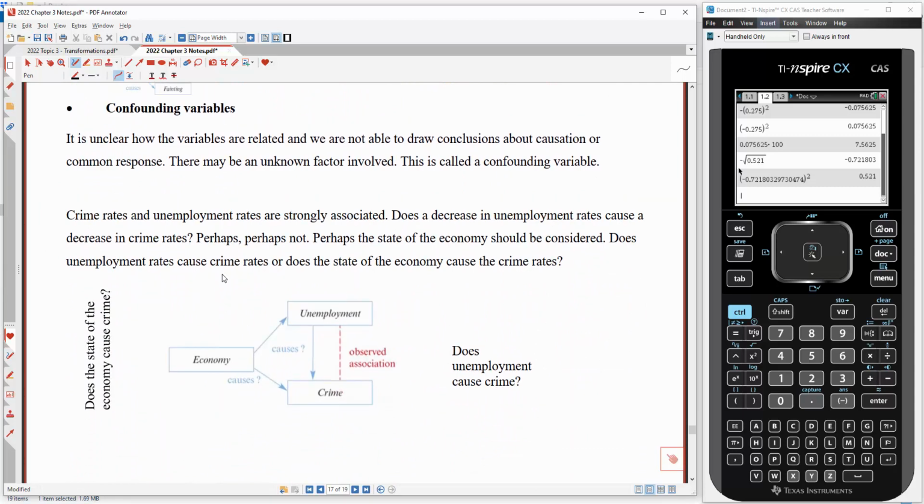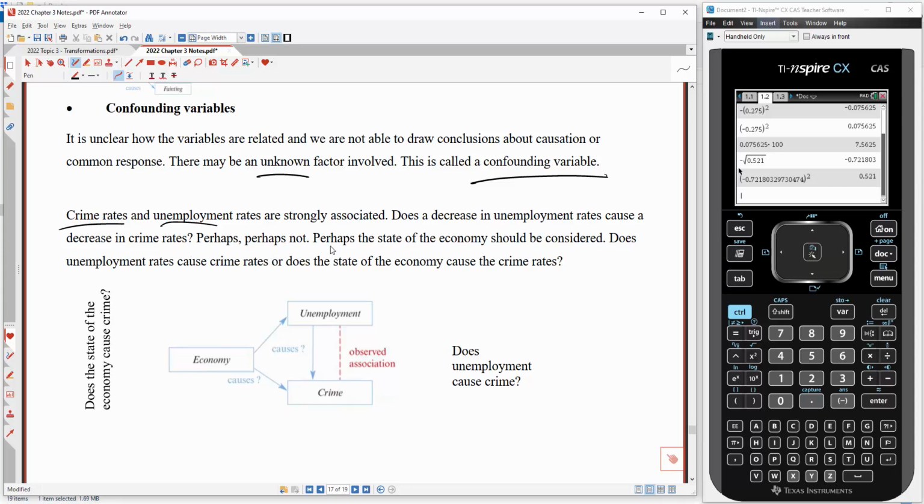All right, we can have this thing called a confounding variable. So it's unclear how the variables are related, and we are not able to draw conclusions about causation or common response. So there may be an unknown factor involved, which is called a confounding variable. So crime rates and unemployment rates are strongly associated. That is, the higher the unemployment rate, the more people commit crime. So does a decrease in unemployment cause a decrease in crime rates?